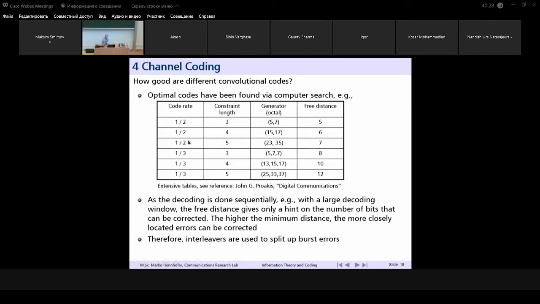Whereas look at a larger one, this one here, rate 1/2, constraint length 5, meaning a memory of 4. So we have 4 bits in our shift register. This already reaches a free distance of 7. So increasing the length of our register generates more different sequences. This means we reach a larger free distance. So this means we can trade off a better performance for the cost of an increased computational complexity.